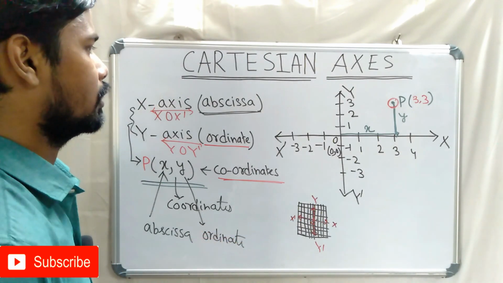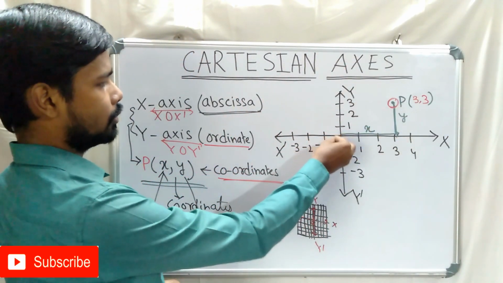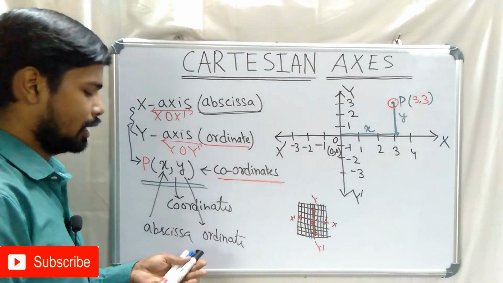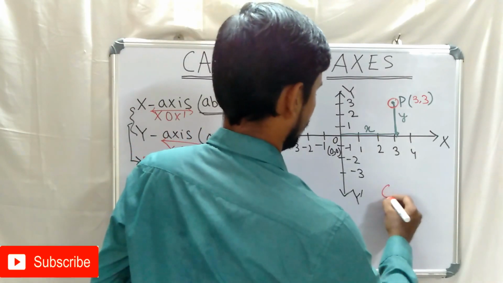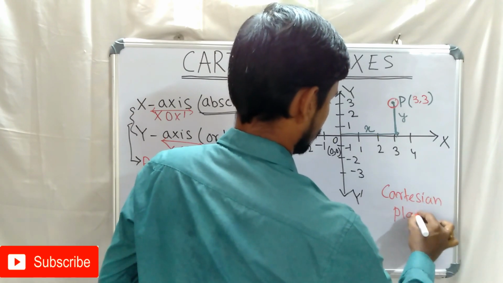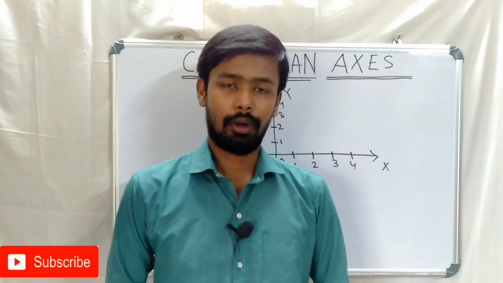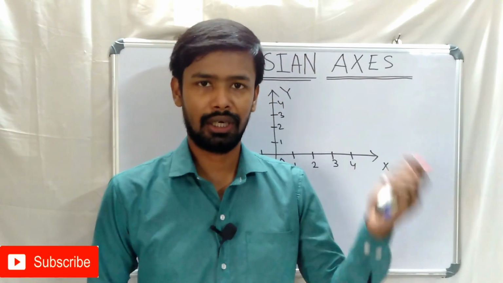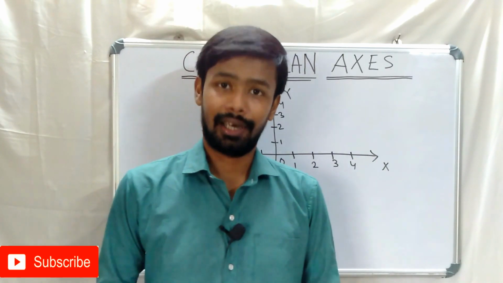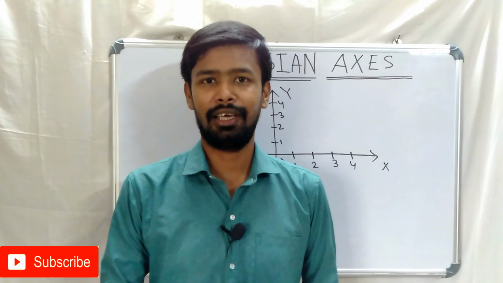Now you have to remember one thing, that this system, that is the Cartesian axis with origin, is placed on a plane, and that plane is known as the Cartesian plane. Now I am going to discuss how to plot the points on the Cartesian axis, that is on the Cartesian plane, as well as how to draw the diagrams, that is the curves, the circles, the straight lines, right?